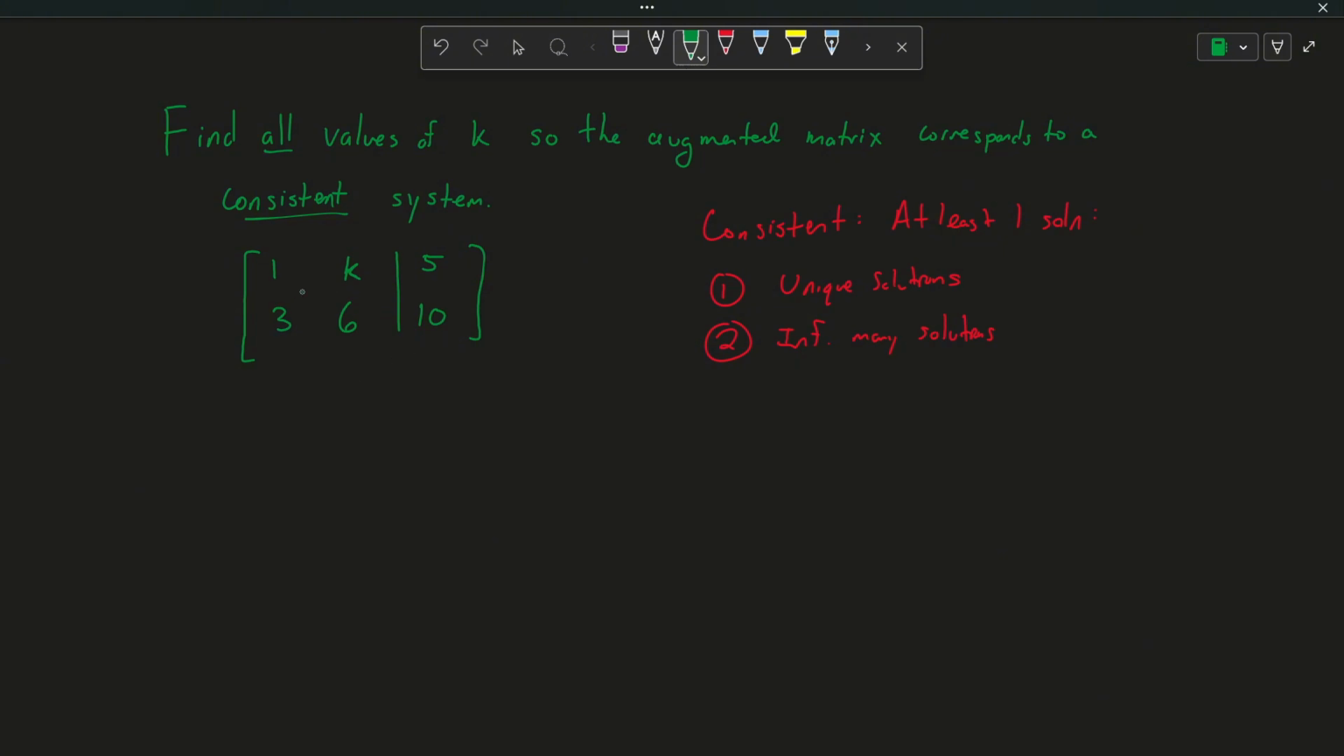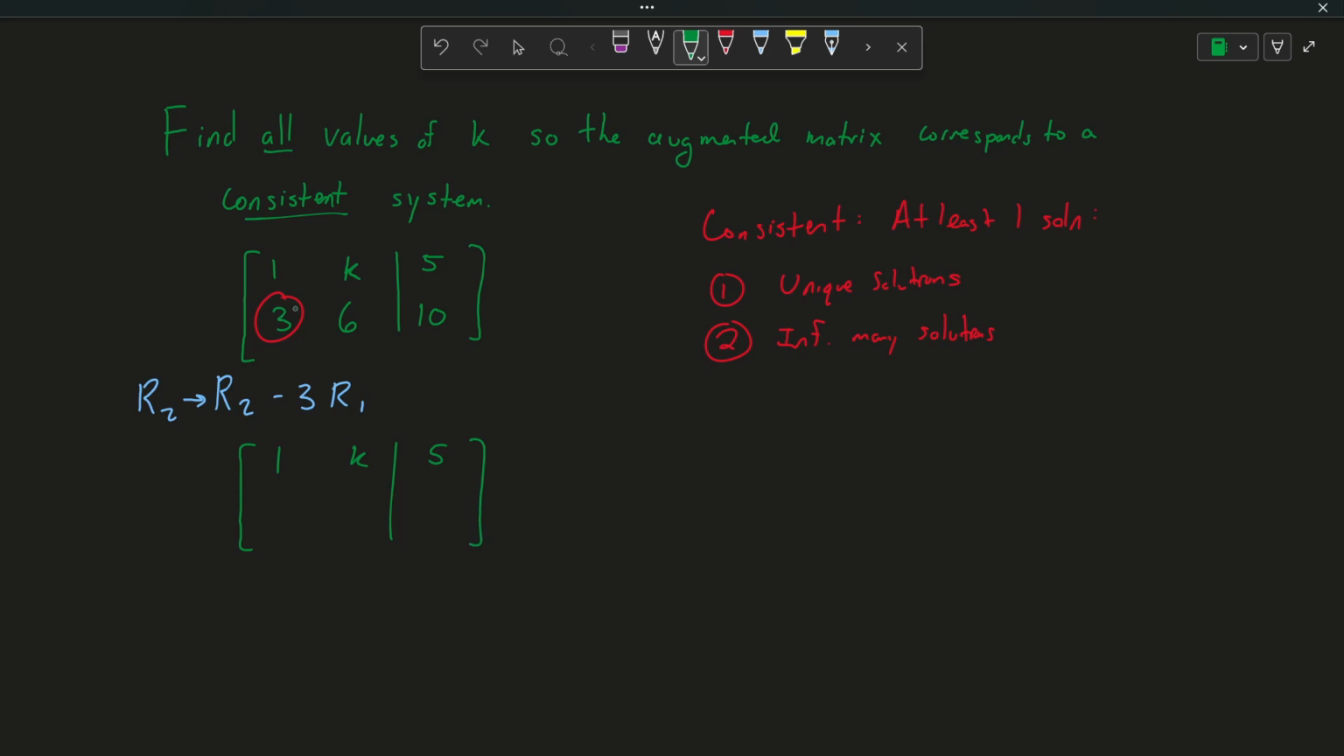If we were doing our typical row reduction, we'd want to make this 3 into a 0. We could achieve that by performing the row operation: take row 2 minus 3 times row 1, and that's going to be our new row 2. Since we have this 3 and the 1 here, this will give us 3 minus 3, and boom, it'll be gone. So the next step of our matrix would look like this: row 1 is going to stay the same. We've got 1, k, and 5.